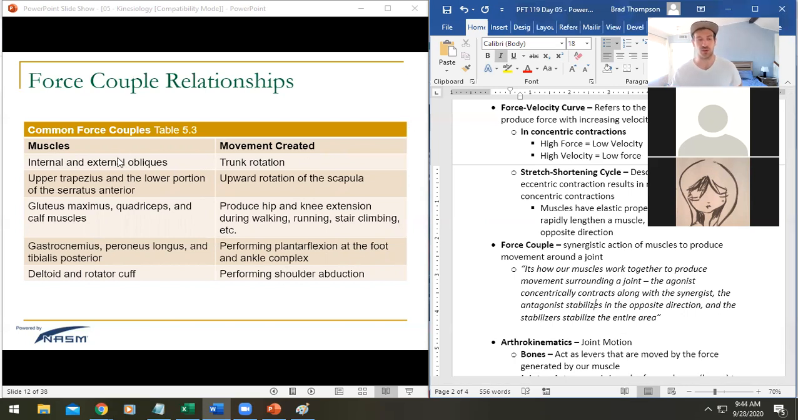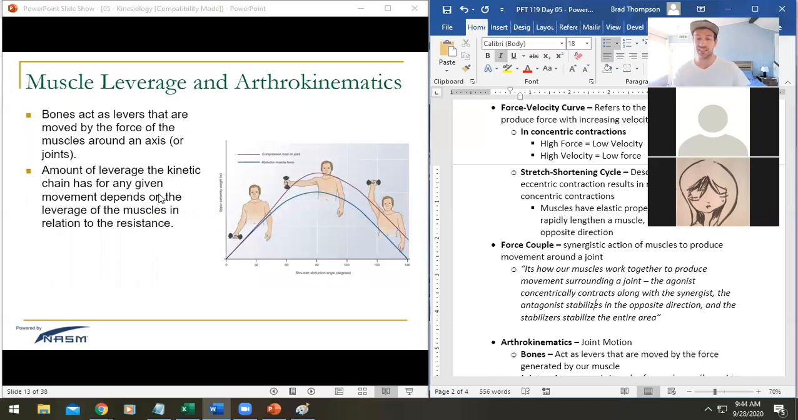Here are a couple of really common force couples: your internal and your external obliques, right? When you contract one way, the other one is going to relax. That creates a force couple to allow you to have trunk rotation. Your upper trapezius and lower trapezius, right? There's your scapula. That's the one we saw in the picture. Your glutes, quadriceps, and calves, right? When you're performing knee extension, when you come out of a squat, your calf is plantar flexing, your quadricep is knee extending, and your glute is hip extending. All that takes place every time you come out of a squat or every time you accelerate during a step forward. So all of those are examples of force couples. It's your muscles working together, right?